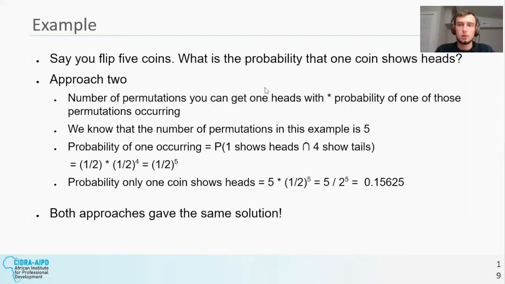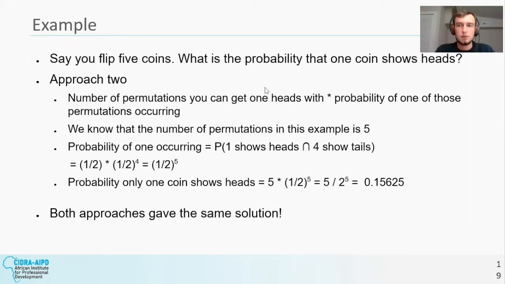So the probability that only one coin shows heads is the number of permutations, which is 5, times the probability of any one permutation occurring, which is 1/2 to the 5th. So 5 divided by 2 to the 5th, which is the exact same formulation as we got through approach 1, where it was the number of permutations that achieve your goal divided by the size of your sample space.